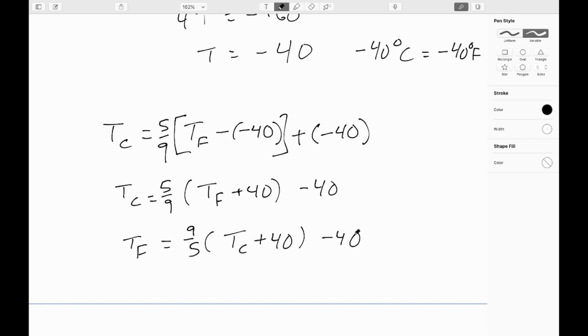Take whatever temperature it is you need to convert, add 40 to it. Then if you're going to Celsius, multiply by 5/9. If you're going to Fahrenheit, multiply by 9/5. And then subtract 40. That's also a perfectly good way to do it. A lot of people, by the way, will also construct a similar one between 50 degrees Fahrenheit and 10 degrees C, but I'll leave that as an exercise for the viewer.